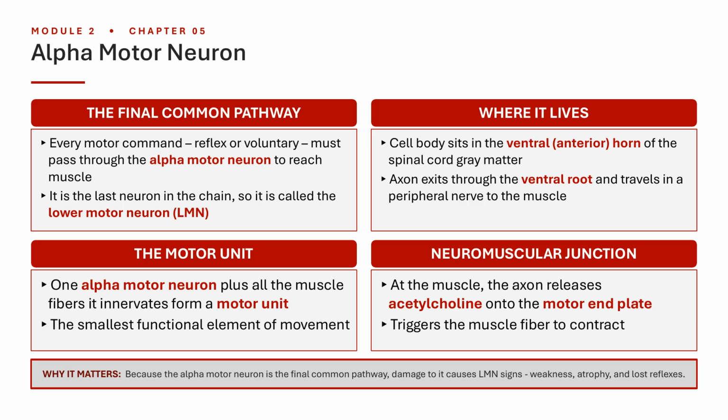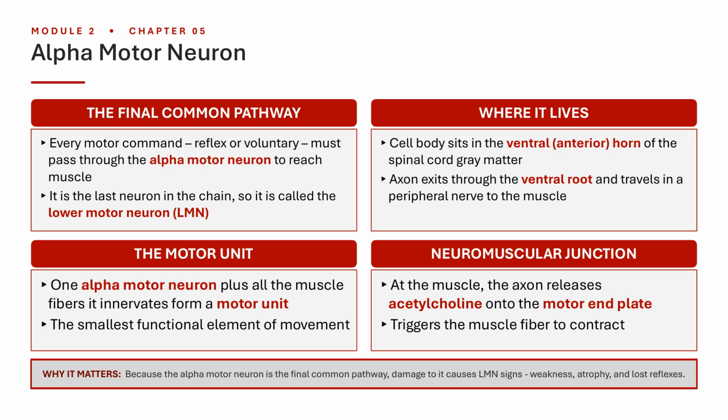The anatomy: cell body in the ventral anterior horn of the spinal cord gray matter. Axon exits through the ventral root, travels in the peripheral nerve, and terminates at the neuromuscular junction with acetylcholine release. The motor unit: one alpha motor neuron plus all the muscle fibers it innervates. The motor unit is the smallest functional element of movement. Different muscles have very different motor unit sizes. The extraocular muscles have units of just a few fibers for precise control, while large limb muscles have units of hundreds of fibers for force generation.